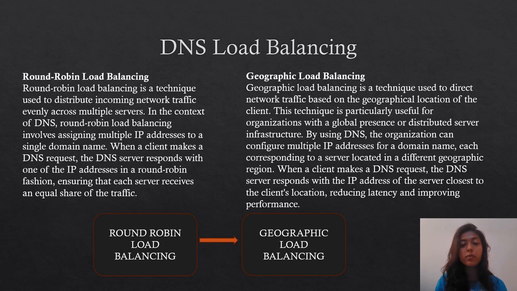Geographical load balancing is a technique used to direct network traffic based on the geographical location of the client. This technique is particularly useful for organizations with a global presence or distributed server infrastructure. By using DNS, the organization can configure multiple IP addresses for a domain name, each corresponding to a server located in a different geographical region. When a client makes a DNS request, the DNS server responds with the IP address of the server closest to the client's location, reducing latency and improving performance.